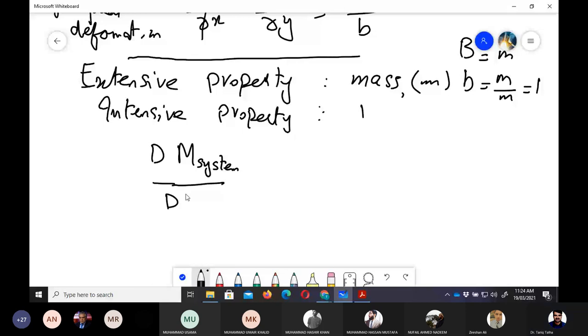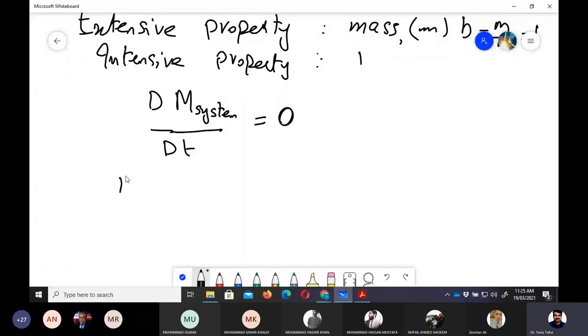Now, we cannot apply this on a system because we have to follow all the particles. So it is better that we fix a volume in space and then study how the mass goes through that control volume. So we need to make use of the Reynolds transport theorem.